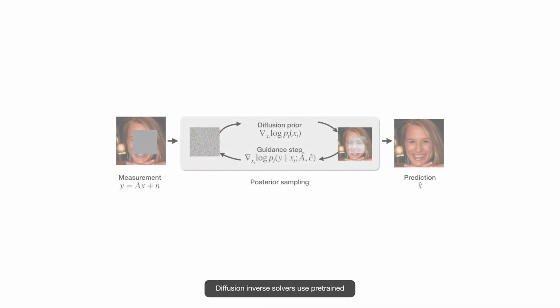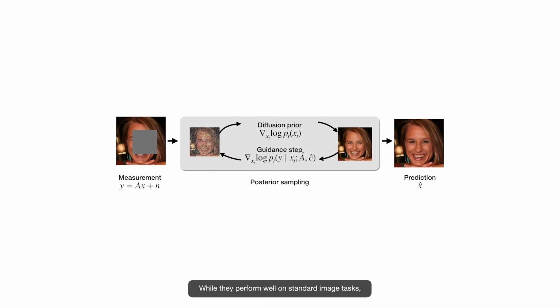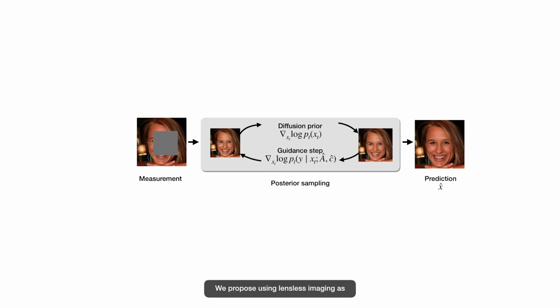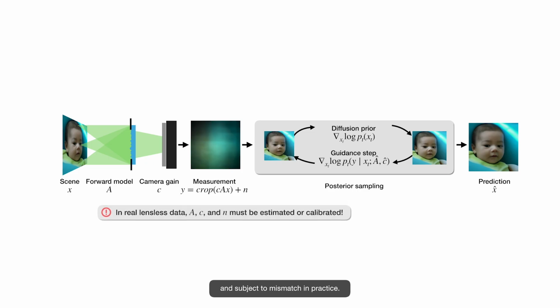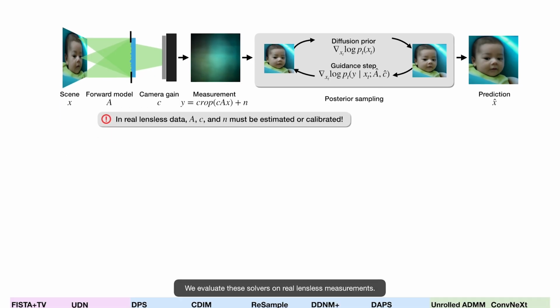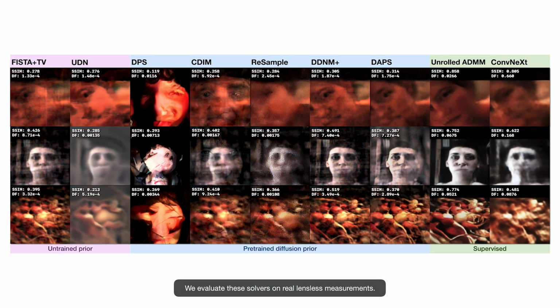Diffusion inverse solvers use pre-trained diffusion models to solve inverse problems without any fine-tuning. While they perform well on standard image tasks, these benchmarks usually rely on an exactly known forward model. We propose using lensless imaging as a challenging benchmark because its forward model is highly ill-posed, ill-conditioned, and subject to mismatch in practice. We evaluate these solvers on real lensless measurements.